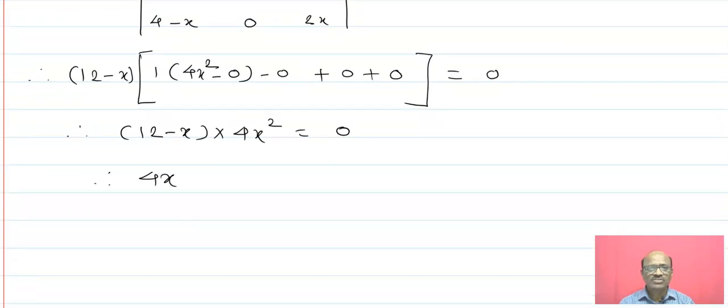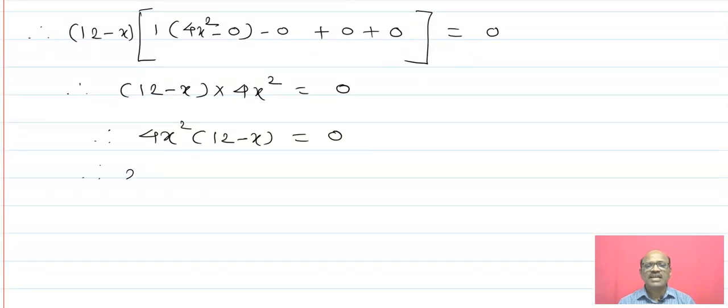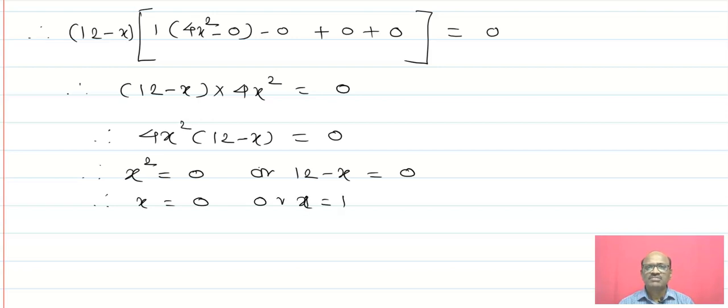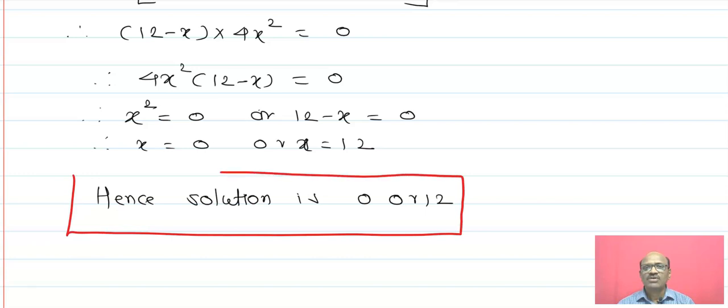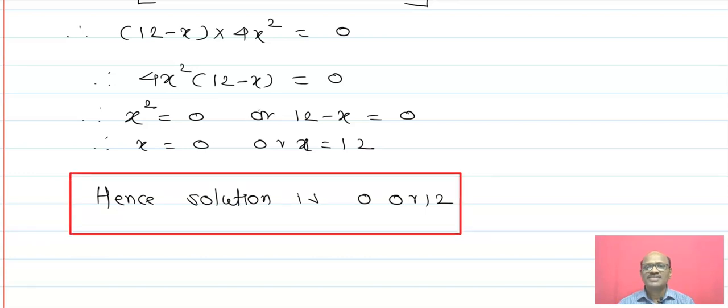Therefore 4 is not equal to 0. Therefore x square is equal to 0, which means x is equal to 0. And the second value is 12 minus x is equal to 0. Therefore x is equal to 12. And that's why x is equal to 0 or x is equal to 12. This is the solution of the given determinant equation, that is x is equal to 0 or x is equal to 12.